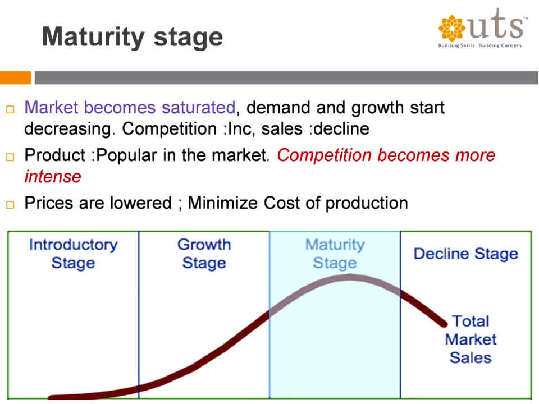Now you can see in this slide, the crux which is marked and highlighted is the maturity stage. So what are the main features? The market is saturated, so growth starts decreasing. Sales also start decreasing. There is huge competition in the market, and prices are now lowered. And what we do is minimize the cost of production.